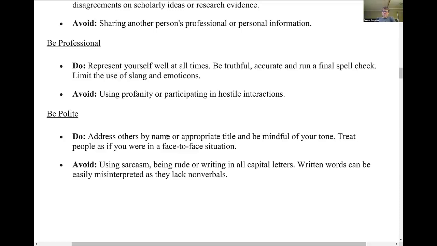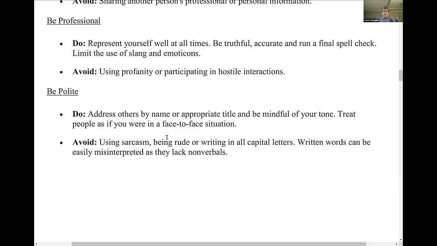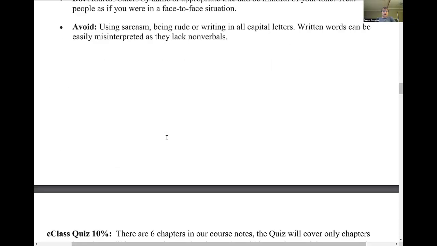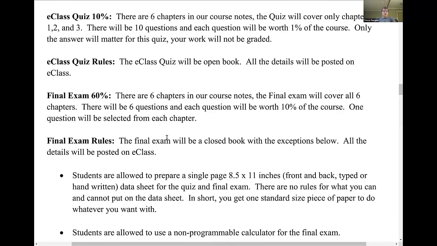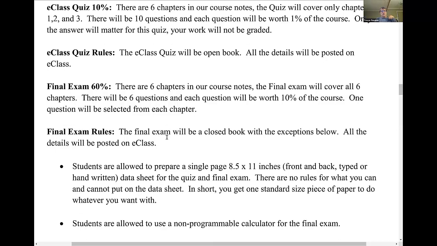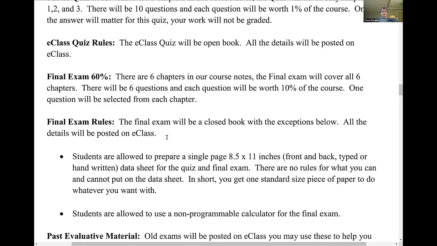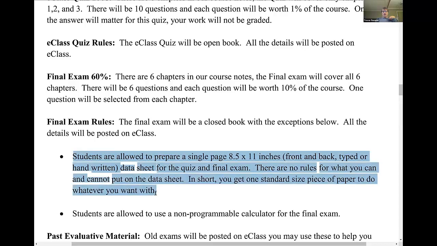Okay, so the rest of the course outline is things that you might want to just read over quickly on your own. There's some quick little rules on the eClass quiz, how that's going to work, the final exam. Maybe we should just highlight the final exam rules: as you go through the semester, you are allowed to prepare a single sheet of paper. So it's not a completely closed book exam. You can do whatever you want with that sheet of paper. So I always like that as a study tool.